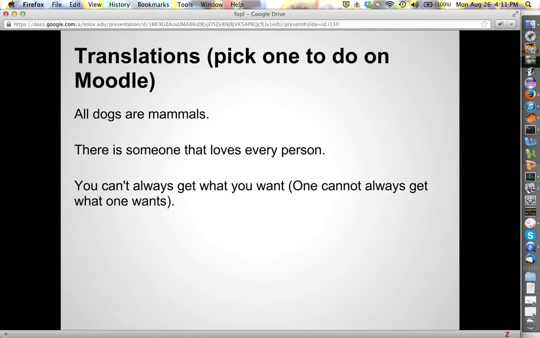So pick one of these to do on Moodle. This is the sort of final little question here. The first one's actually fairly easy. All dogs are mammals. The other two are more interesting. There is someone that loves every person, sort of the final permutation of there's someone for everyone to love. And you can't always get what you want, or one cannot always get what one wants. Go ahead and try to translate those into first-order logic.